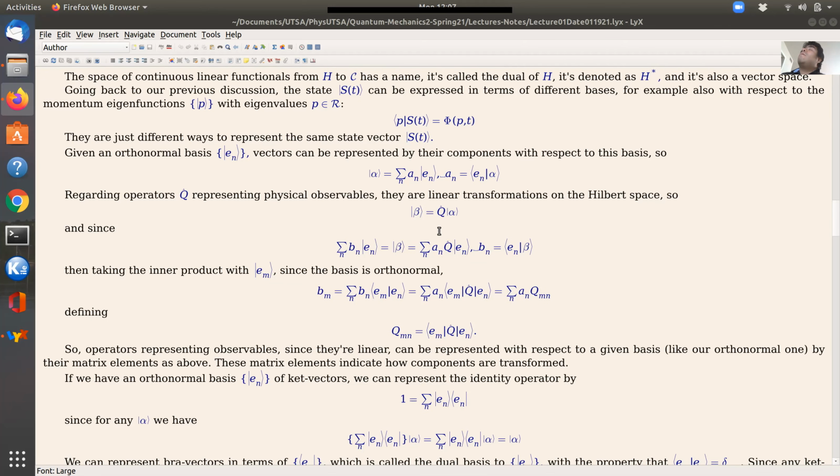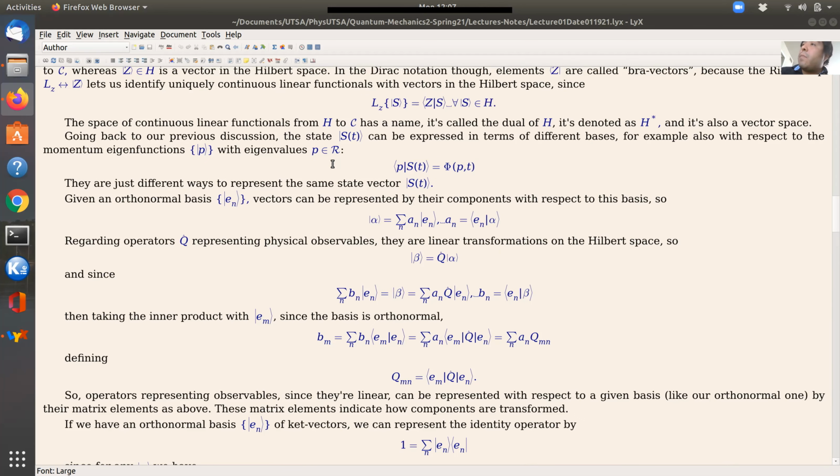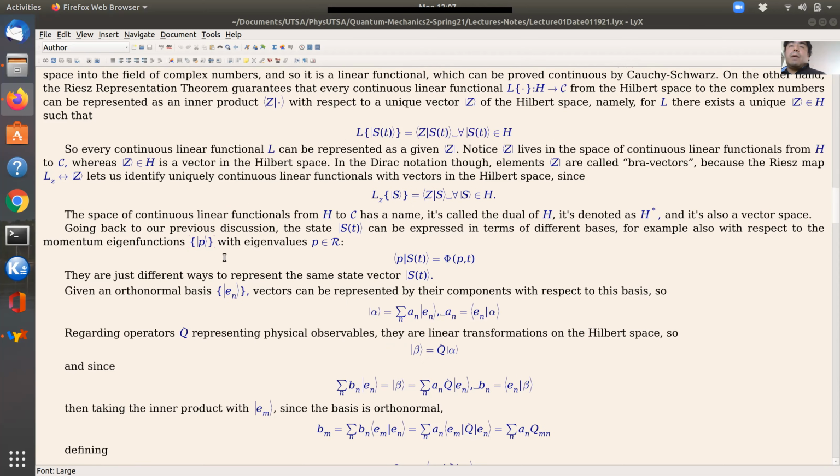So far we have presented how we can represent the state vector in terms of the position eigenbasis. But that's not the only basis we can represent the state vectors with. We can also represent them in terms of the momentum eigenfunctions, of the form P, with eigenvalues belonging to the real numbers. I'm assuming a 1D problem, essentially, where the momentum operator applied to the eigenfunctions gives you a real number.